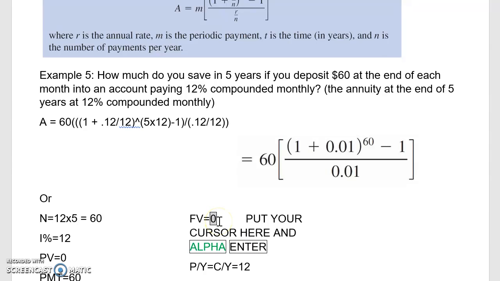So if I have a TI, I'm going to put my cursor next to the FV to solve this. If I have a Casio, I'm going to press F5 to solve once I have all of these values typed in. So solving for FV gives me $4,900.18.